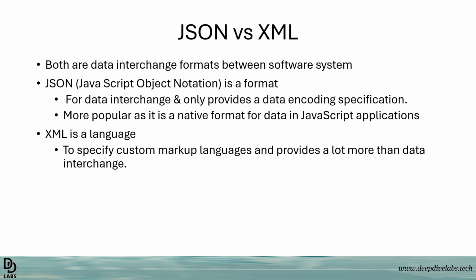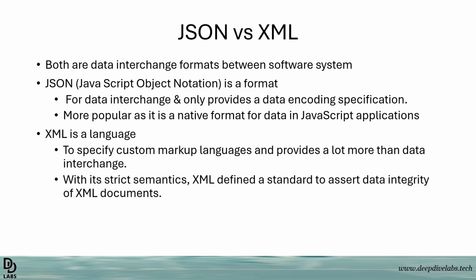It is a language to specify custom markup languages and provides a lot more than data exchange, right? You are not only using it for data exchange, you are essentially also storing information in XML format, whereas JSON is more for data exchange, right? The XML language has strict semantics, strict rules, right? So XML defines a standard to assert data integrity for XML documents.